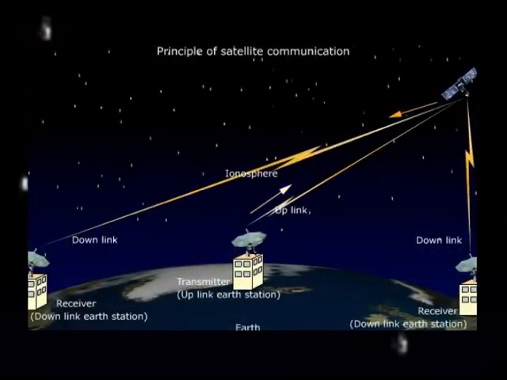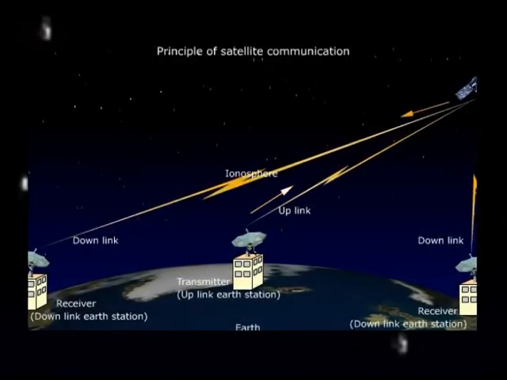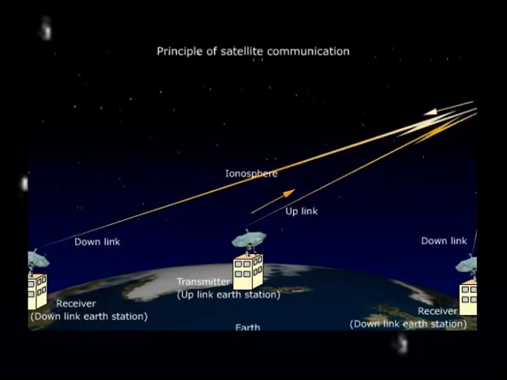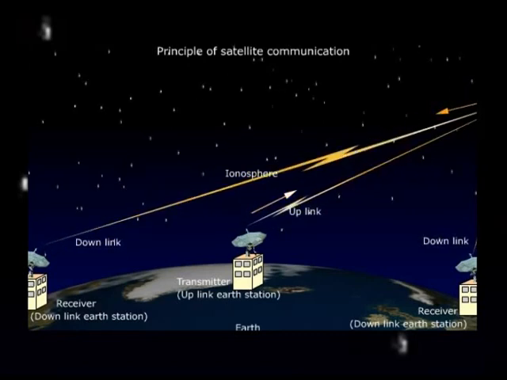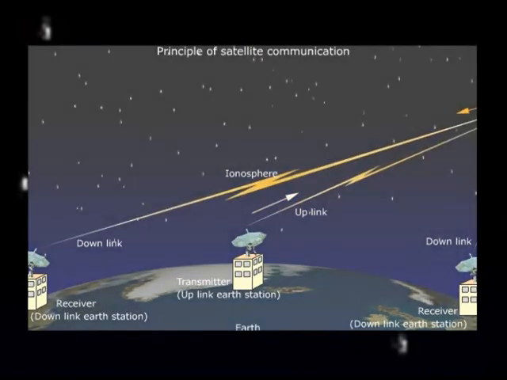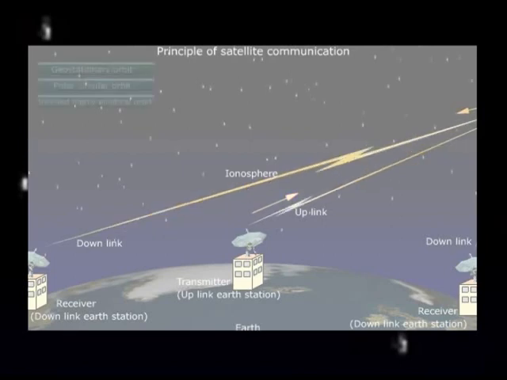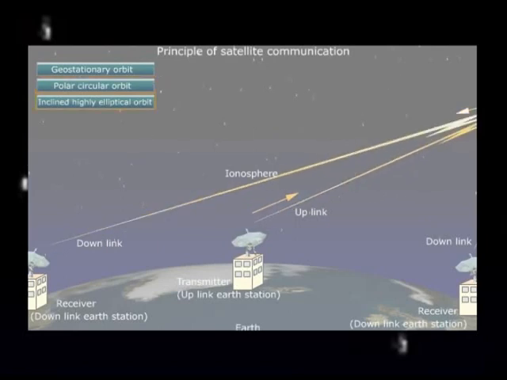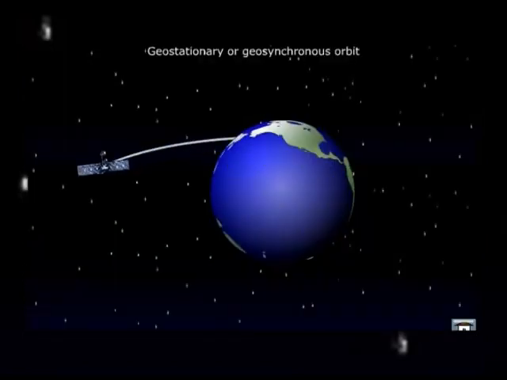To avoid confusion, the uplink and downlink frequencies are kept different. Before designing a satellite communication system, we must decide the orbit in which the satellite will be placed. Orbits are of three types: geostationary orbit, polar circular orbit, and inclined highly elliptical orbit.